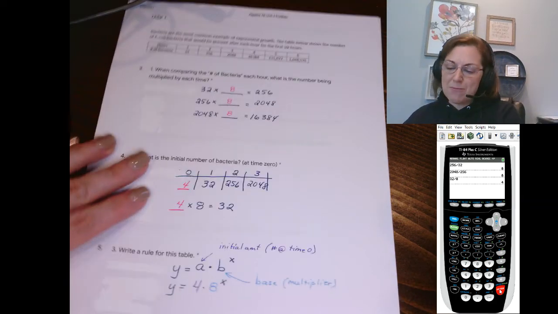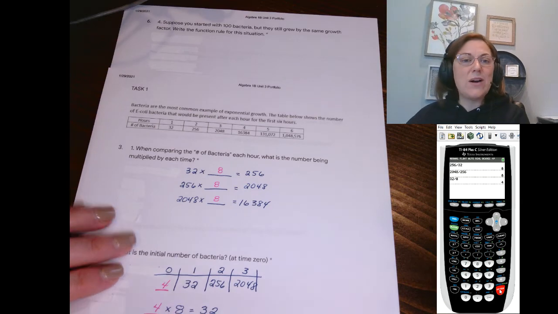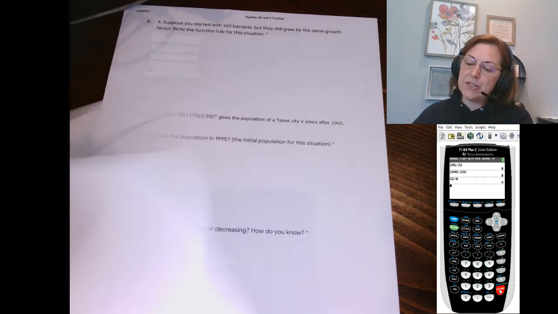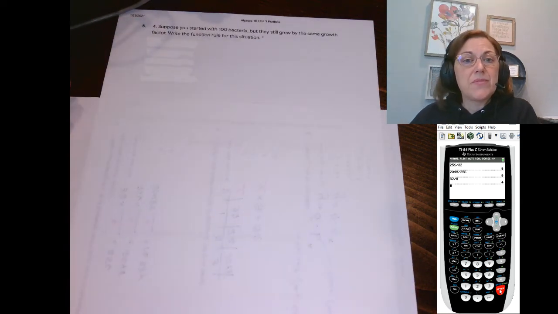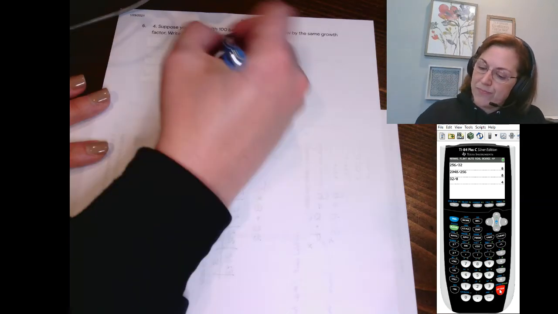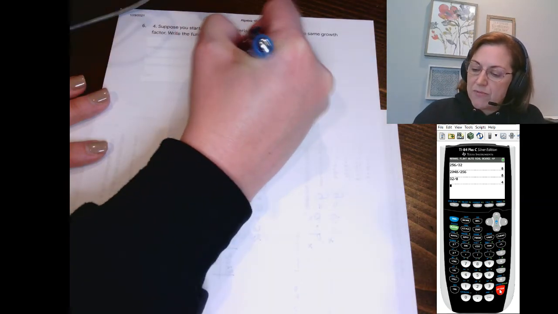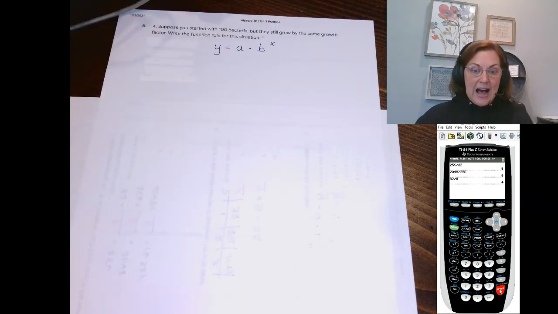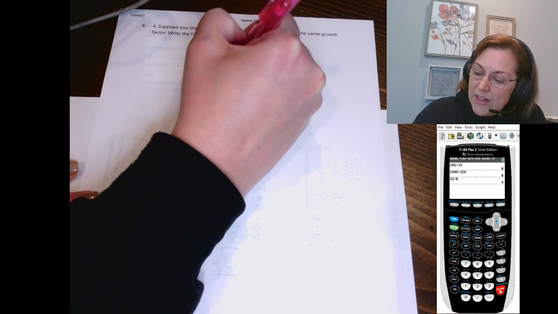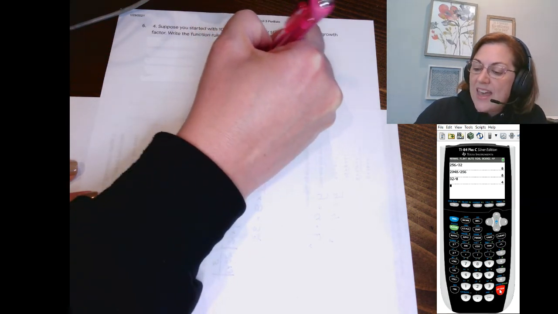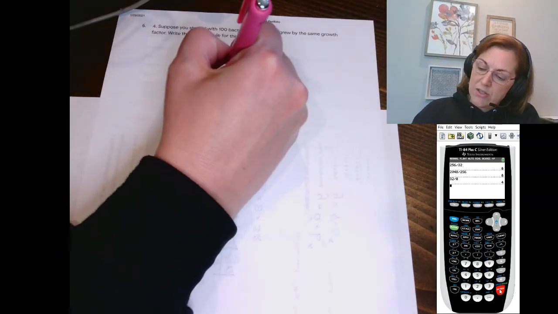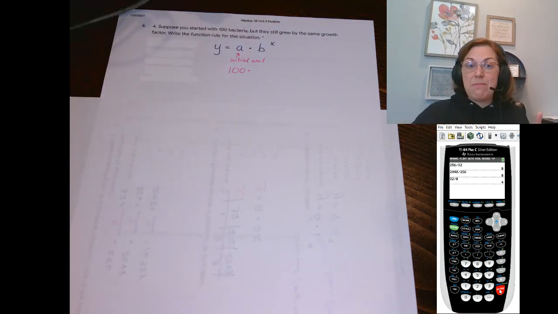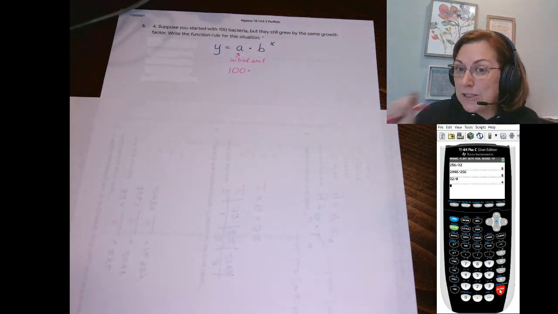All right, I've got one more problem for task 1. Number 4 says, suppose you started with 100 bacteria that grew by the same growth factor. Write the function for this rule. Okay, so here's my function rule for exponentials. I remember A is my initial amount. So it looks like in this problem that A is my 100 because we're starting with 100. So A is my 100. It had the same factor. Now that's another word for multiplier.